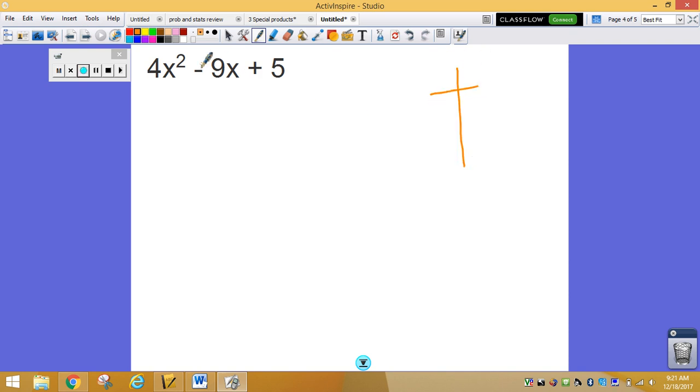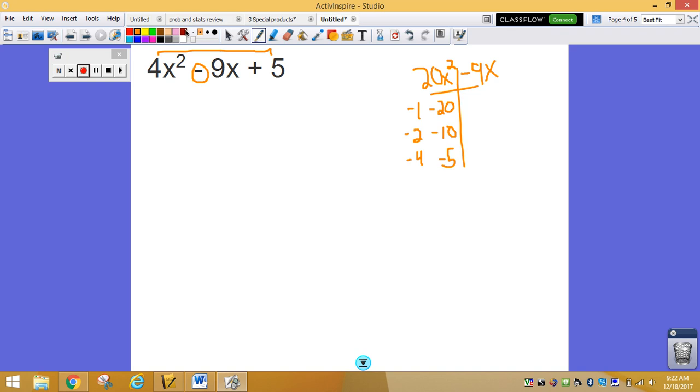Make our t-chart. First times last is going to be 20 x squared. My middle term, because of this, is a negative 9x. Now, the only way you can multiply to get a positive, right? My 20 is positive, and add to get a negative is if they're both negative. So I could do negative 1 times negative 20. That gives me positive. I could do negative 2 times negative 10. I could do negative 4 times negative 5.